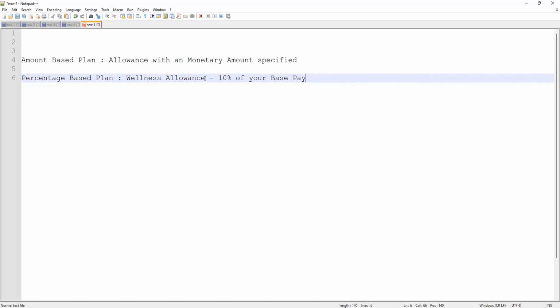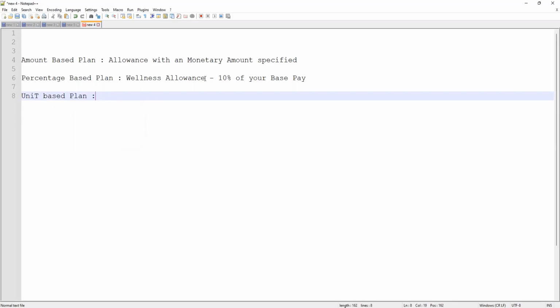Okay, but this is a percentage-based plan. This will be a percentage of something, most commonly the base pay. Now, there can be another thing, which is called a unit-based plan. Units of what? Not the money. It is not a money-based plan, but it is a unit-based plan.